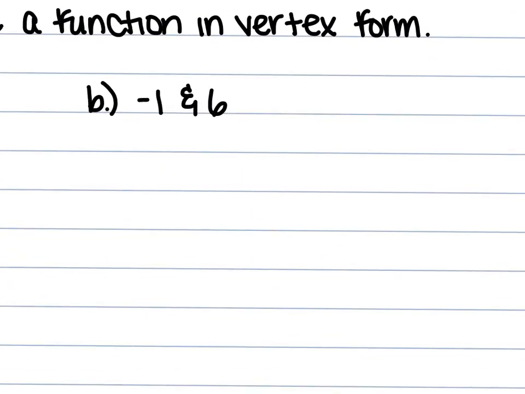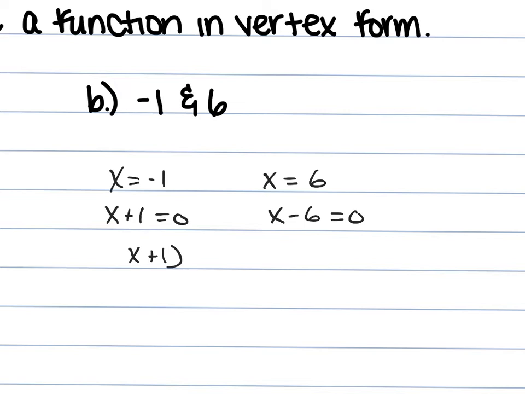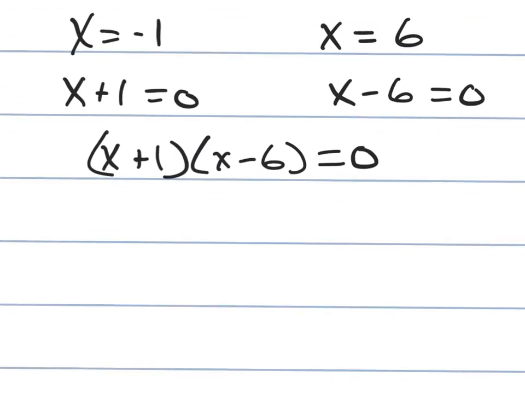Let's try another one. We've got x is equal to negative 1 and x is equal to 6. So x plus 1 equals 0 and x minus 6 equals 0. Or x plus 1 times x minus 6 equals 0.